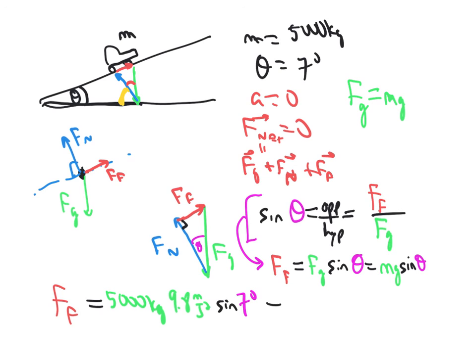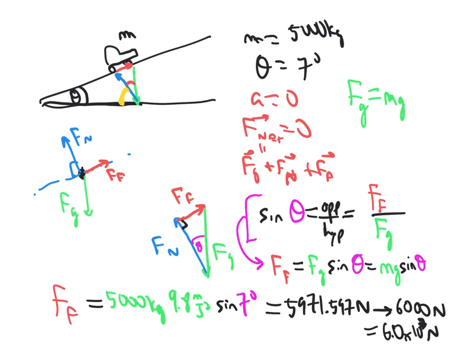Throwing in those numbers, we get 5971.2, 6.597 newtons, way too many sig figs. They say to go to only 2 of them, and that would be 6,000 newtons, or 6.0 times 10 to the 3 newtons, although I think they take 6,000.